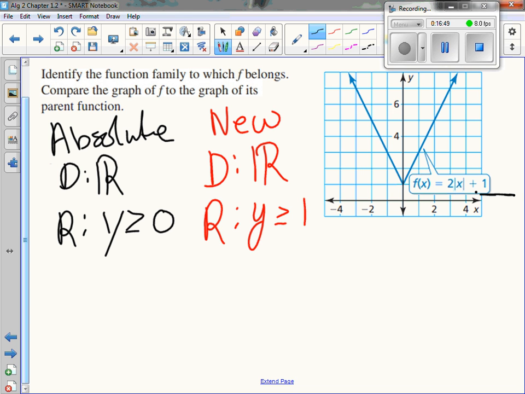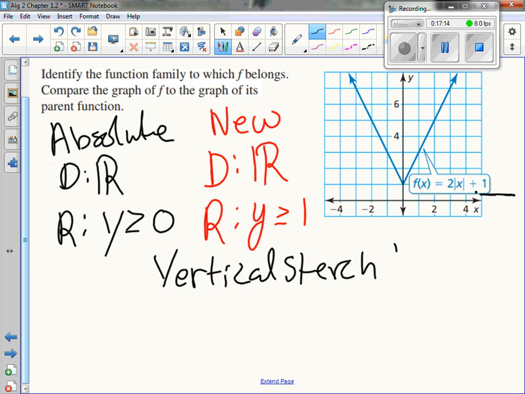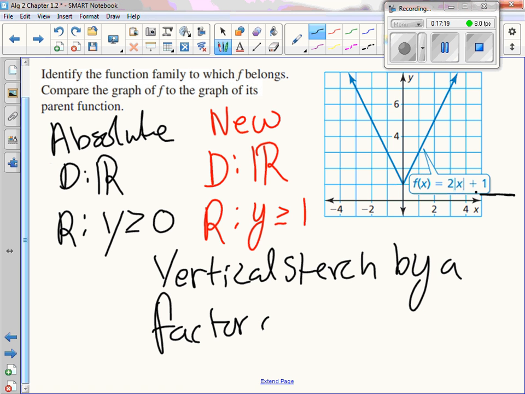If I have an A value of 2, A matches up with what? It's not a horizontal or vertical translation. It's a vertical stretch or shrink. And how can we tell if it's a stretch? If the value of A is greater than 1. Is it greater than 1? So we know that this is a vertical stretch by a factor of 2. Because we're increasing every value by a factor of 2. It's increasing faster.